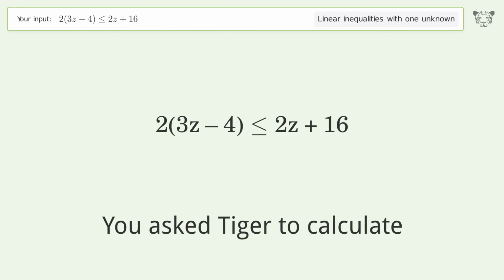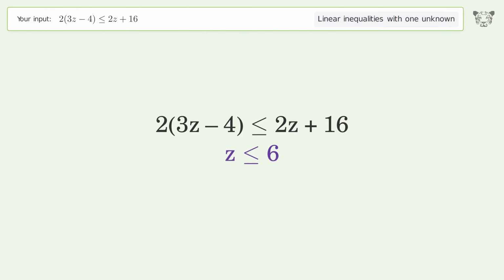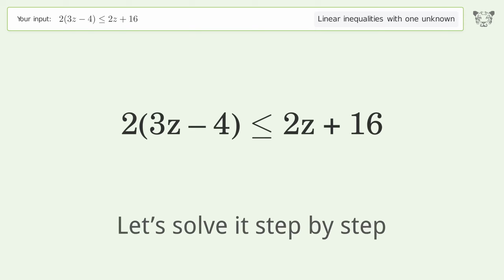You ask Tiger to calculate. This deals with linear inequalities with one unknown. The final result is z equal or smaller than 6. Let's solve it step by step.